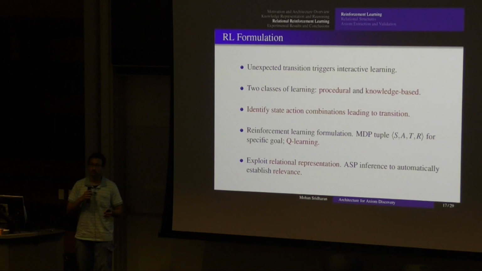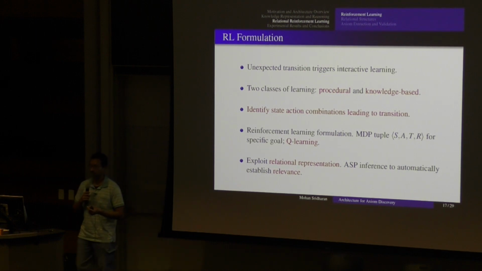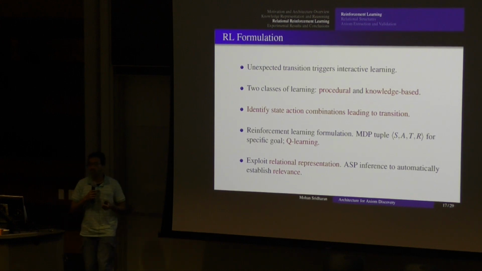So there is some learning that is happening along the way all the time, and there is also learning happening which is explicitly triggered on demand, when you have a demand for acquiring some new knowledge, right? And in our case, what do we want to do? We want to identify state action combinations that result in these transitions that we are unable to explain.